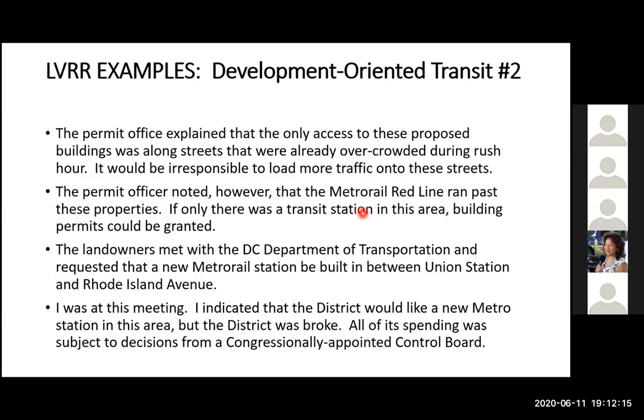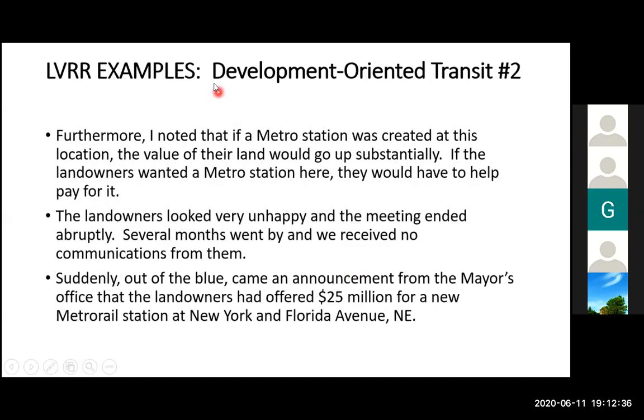But this was 1998, and in 1997, the district had essentially just gone bankrupt. The Congress had appointed something that was called a control board to monitor and control all our spending. So I said, you know, we're really not in a position to spend millions of dollars to build a new transit station. Furthermore, if a metro rail station was created at this location, the value of your land would go up substantially. And if you landowners want a metro station here, you're going to have to pay for it. Well, the landowners looked very unhappy when I said this and pretty much ended the meeting.